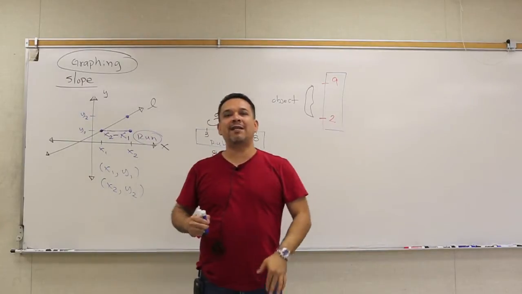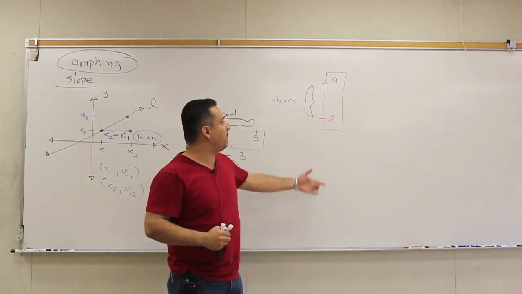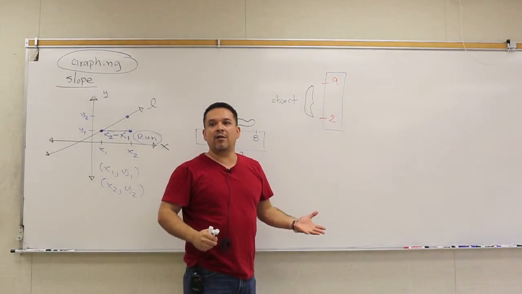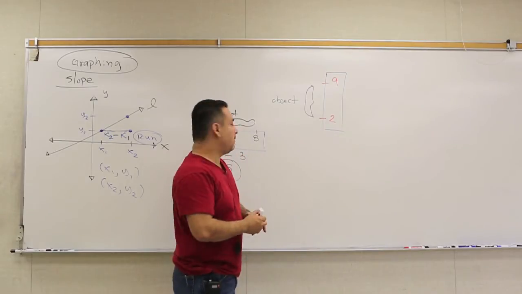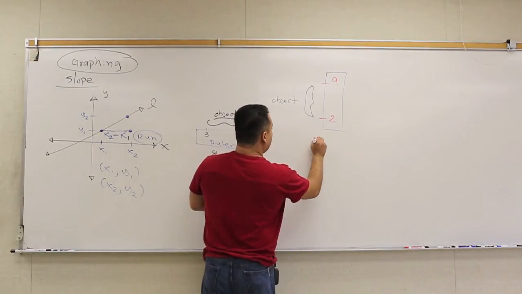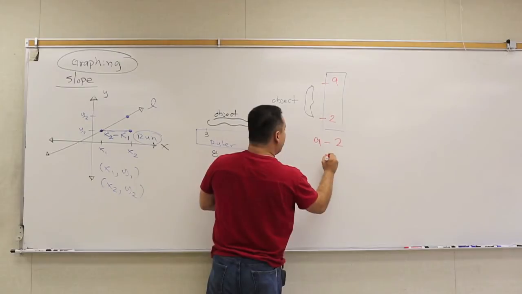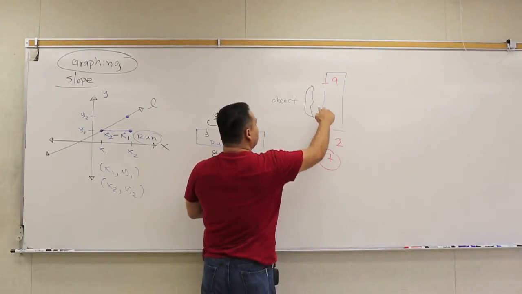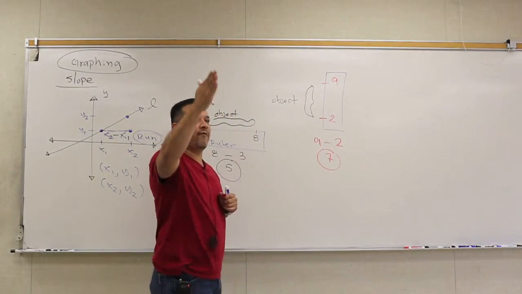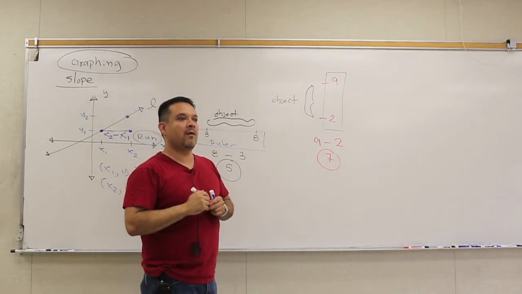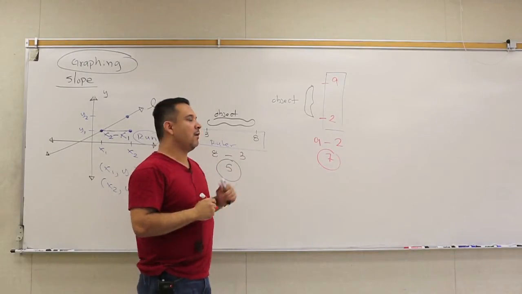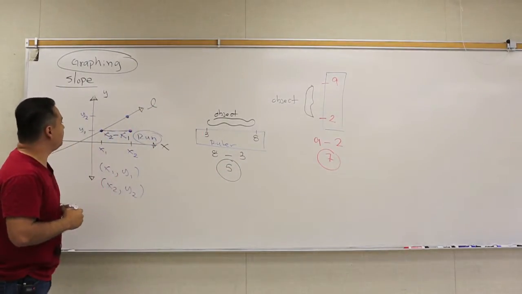What would you guys give? What's the answer for the length here of that worm? How do you know it's 7? Because what did you do? 9 minus 2 is what? 7. That's the length of this worm measured vertically. Is that true? You guys okay with this? Okay. Well, here's the deal.